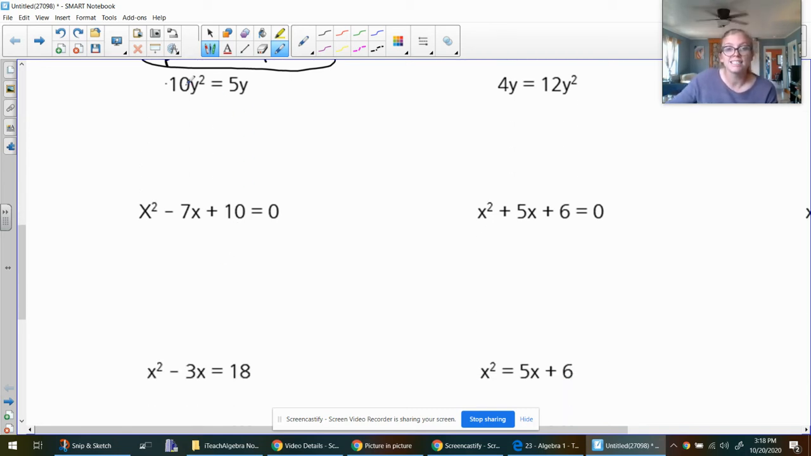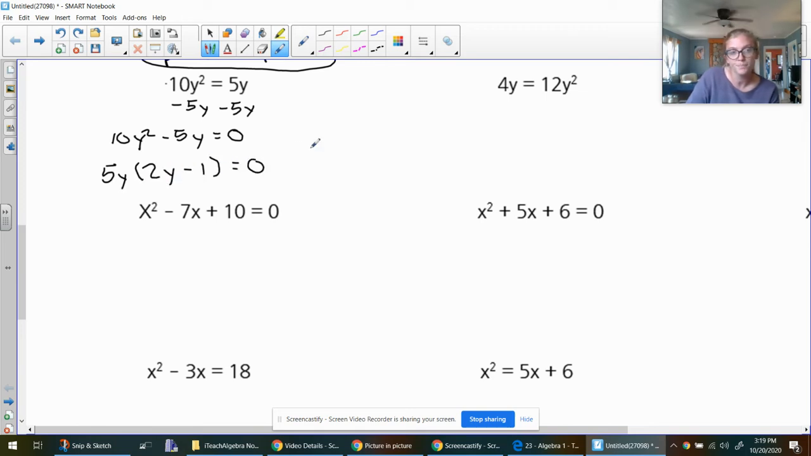If our quadratic does not start being set equal to 0, we're actually going to have to set it equal to 0 ourselves. So we're going to make the other side of this equal sign equal 0. So I'm actually going to subtract 5y from each side, and that gives me 10y² - 5y = 0. I'm now going to factor this by taking out the greatest common factor, so 5y(2y - 1) = 0. And now I can set each factor equal to 0, so 5y = 0, and 2y - 1 = 0, leaving me with y = 0, and y = 1/2.